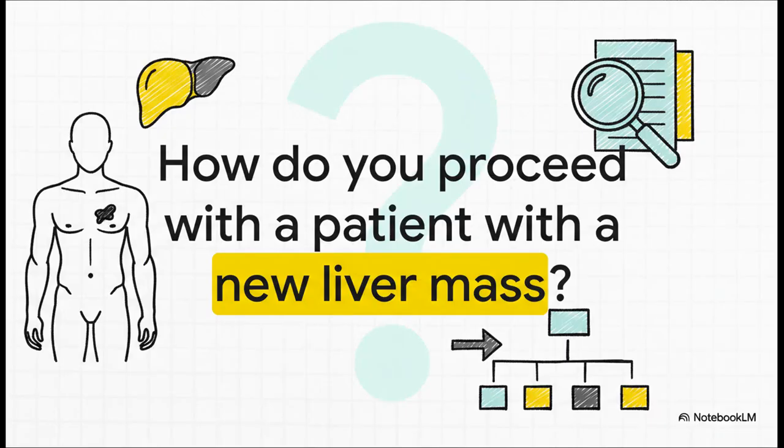You've got a 55-year-old patient. They've come in with right upper quadrant pain, and imaging has just picked up a new liver mass. So tell me, how are you going to proceed?